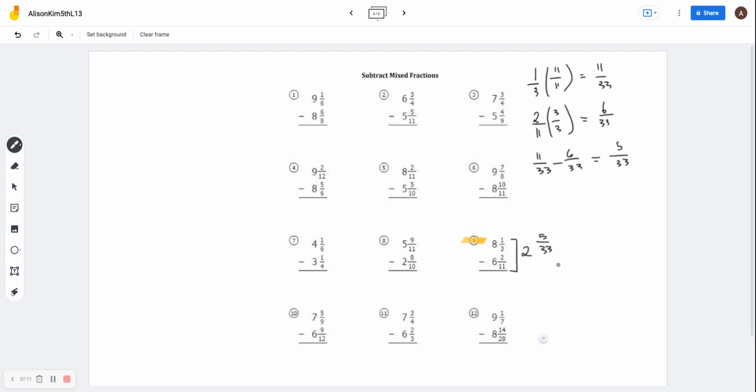And we would put it like this, but I think the worksheet wants us to turn it into improper fractions. So we're going to do multiplication and then addition. So 2 times 33 is 66. And then 66 plus 5 is 71. Let's check that. 66 plus 5 gives us 71. So yes, it does give us 71 over 33.